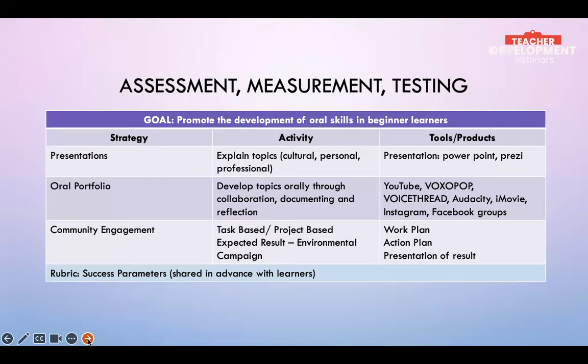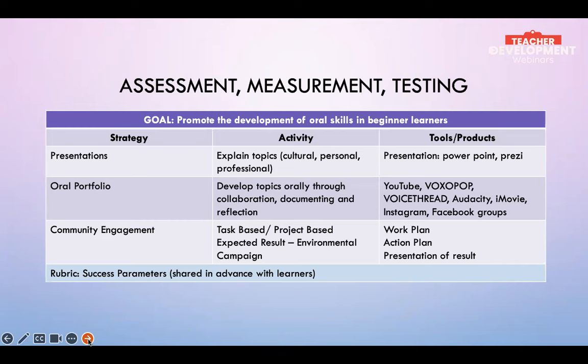Very good. This is an example of how we can assess, measure, or test. And this is a rubric. And rubrics usually have those success parameters. We need to share them in advance with our learners. Here is an example of a rubric to promote oral skills with beginners.